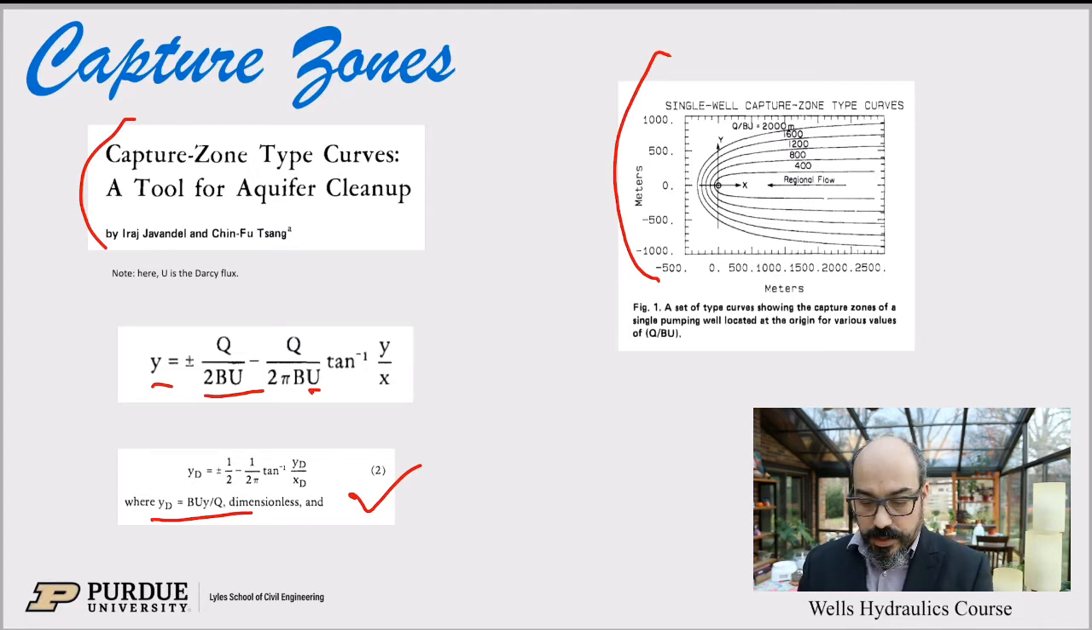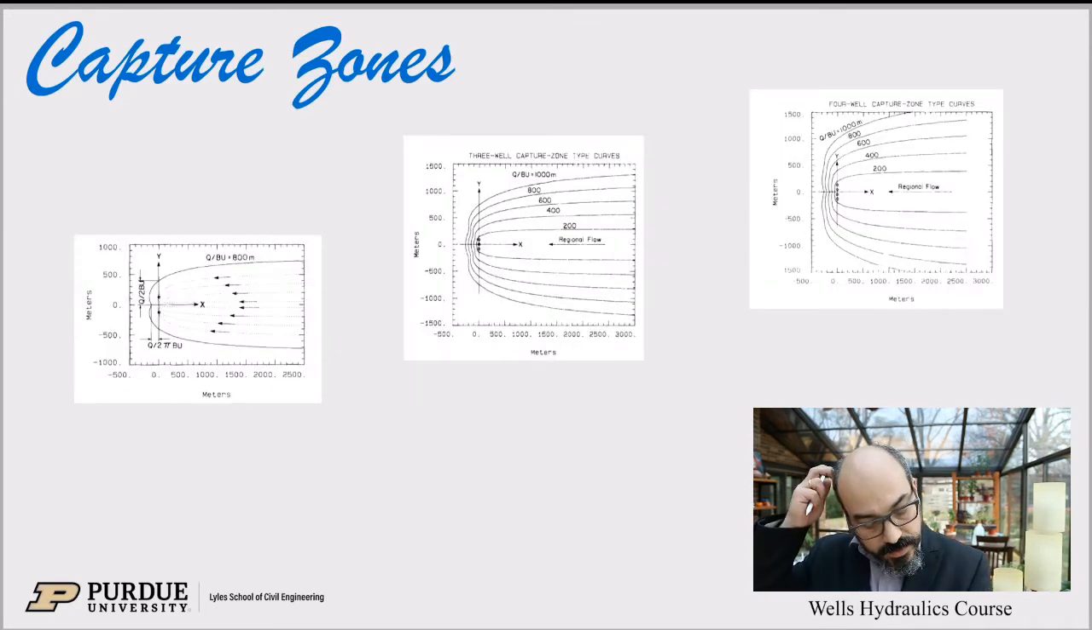Again, these are just capture zone, or flow lines, I suppose. Flow lines with standard distances for different ratios of Q over BU. So if Q over BU equals 400 meters, 800 meters, 1200 meters, and so on. So these are type curves. You can do the same thing with 2 wells, 3 wells, 4 wells.